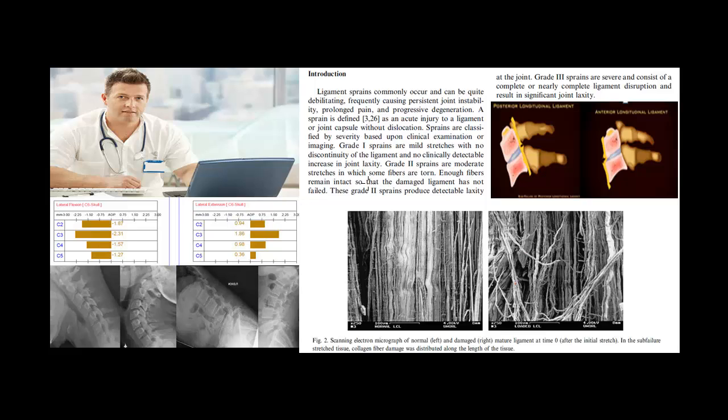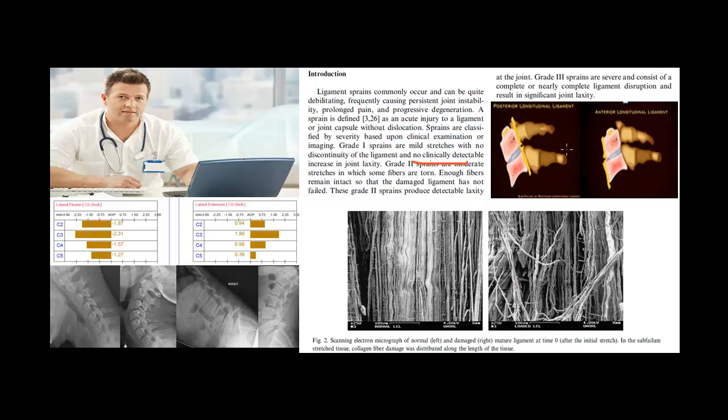All doctors who treat sprains know that clinical examination is very difficult to utilize all by itself to determine the severity of a sprain early on in an injury. What you do is you use imaging. Imaging makes it very easy, which we'll explain here, and then you correlate what you find with the imaging with your examination procedures. So it says here, grade 1 sprains are mild stretches with no discontinuity of the ligament and no clinically detectable increase in joint laxity.